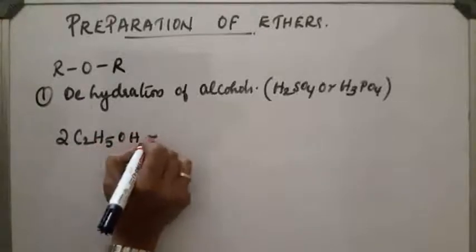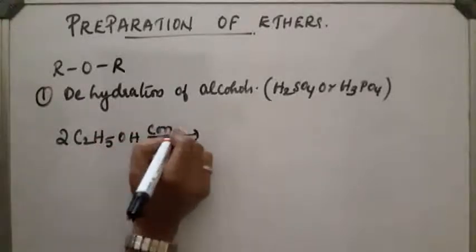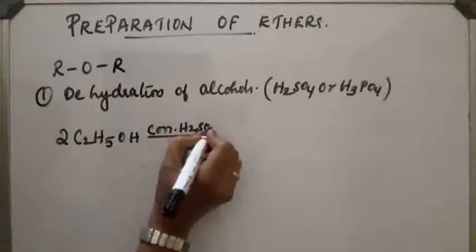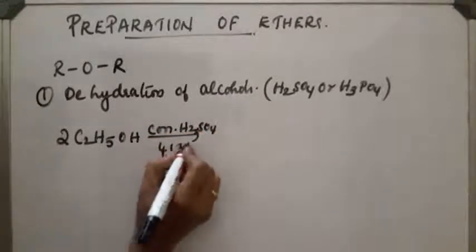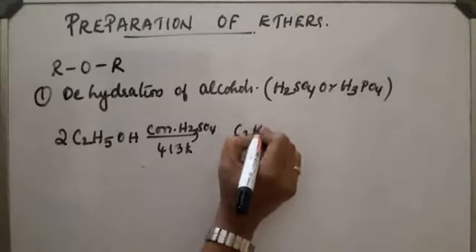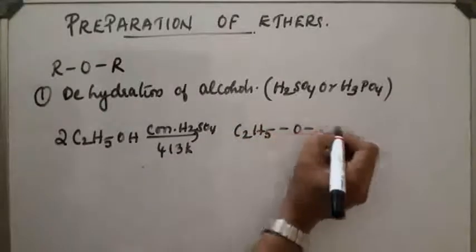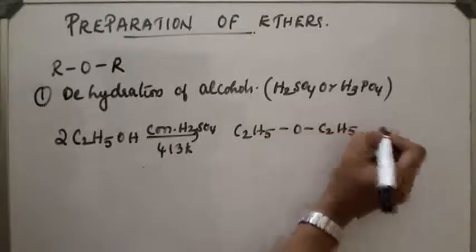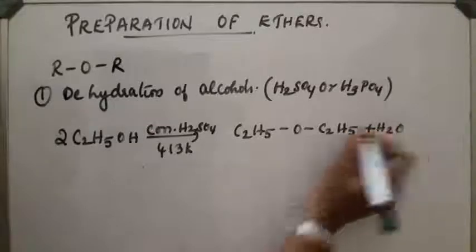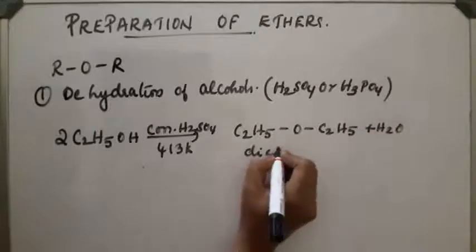2C2H5OH on heating with concentrated H2SO4, the temperature will be 413 Kelvin. The product obtained will be diethyl ether.